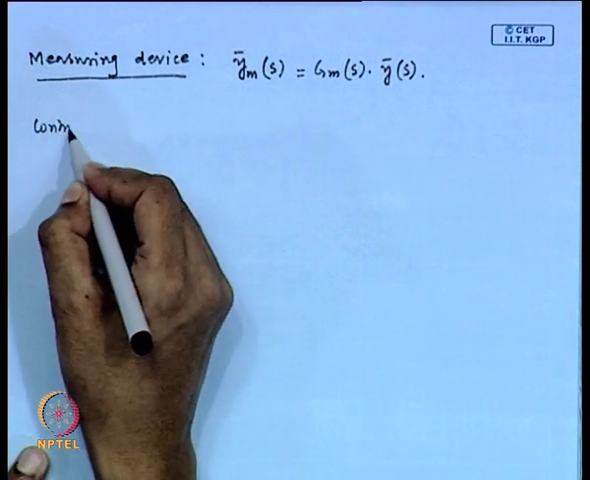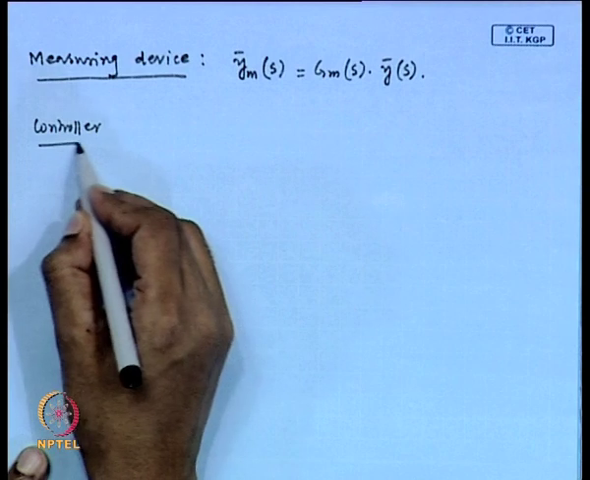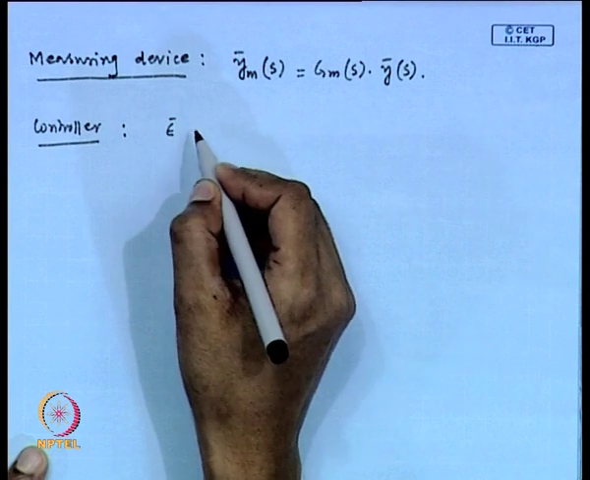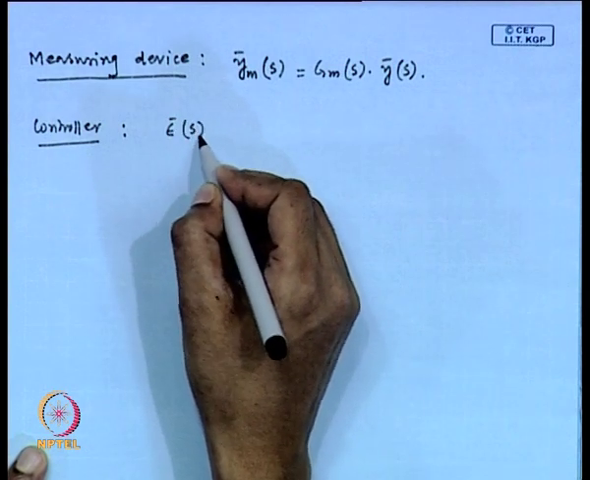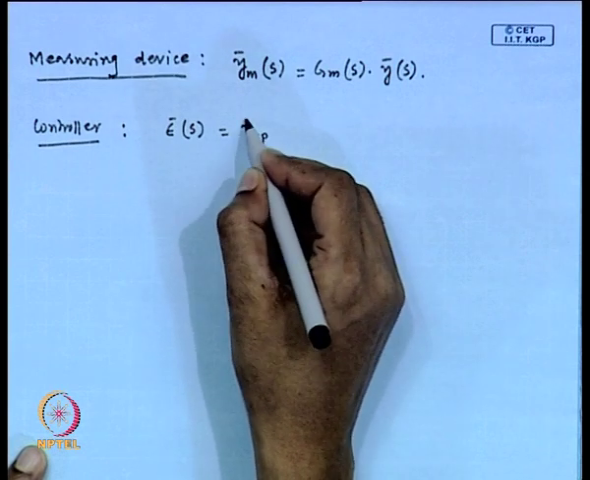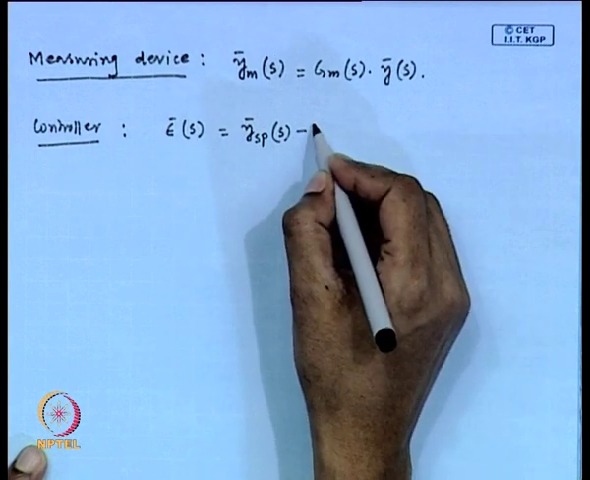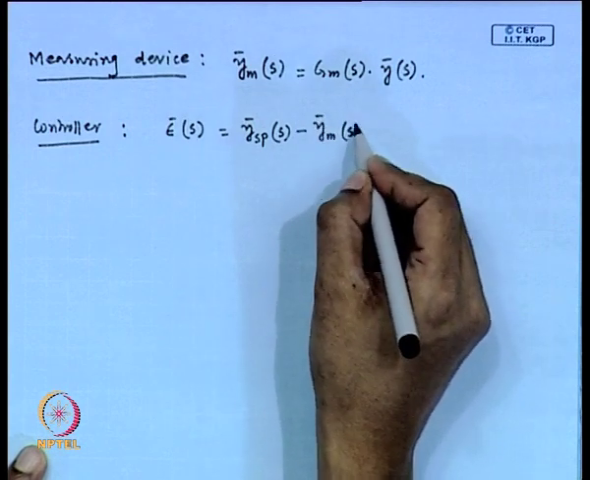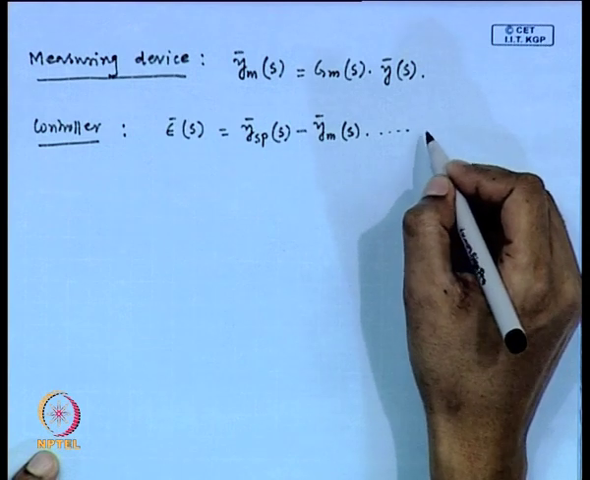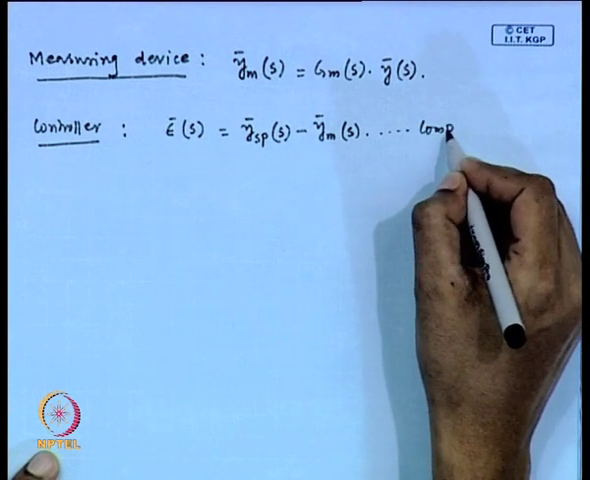Next element is the controller. The input signal to the controller epsilon bar equals y set point bar s minus y m bar s. Input signal to the controller epsilon equals y set point minus y m. This is representing the comparator.